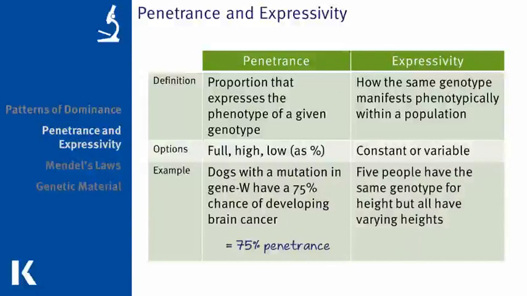We can look at the gene for height. We know from experience that people have different heights, but in some cases, even though their heights are different, they can have the same genotype for height. This is an example of variable expressivity.